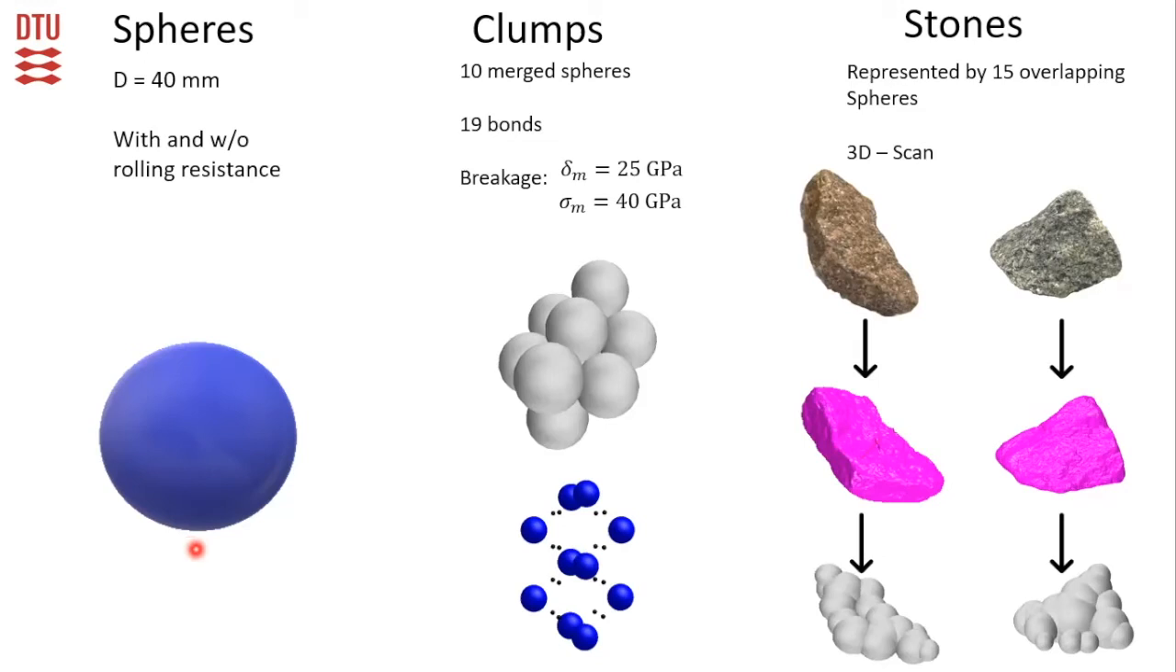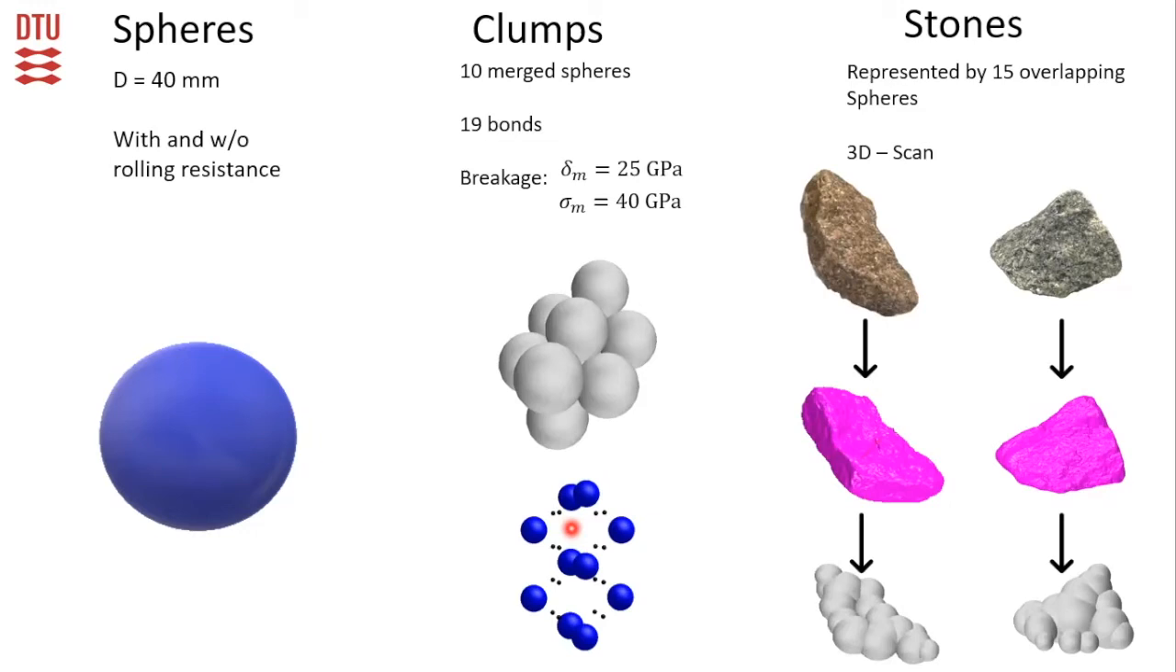Regarding the clump model, it is our proposal for an artificially shaped stone complying with the geometry rules for ballast stones, while keeping the number of particles in one clump few to keep the computational cost low. So the clumps are generated from bonding of 10 equally sized spheres. The bonds that are shown in black of the clumps are able to break and will do if the stresses in the bonds exceed the tensile and shear strength of 25 and 40 gigapascals. And there are 19 breakable bonds in total in each clump.